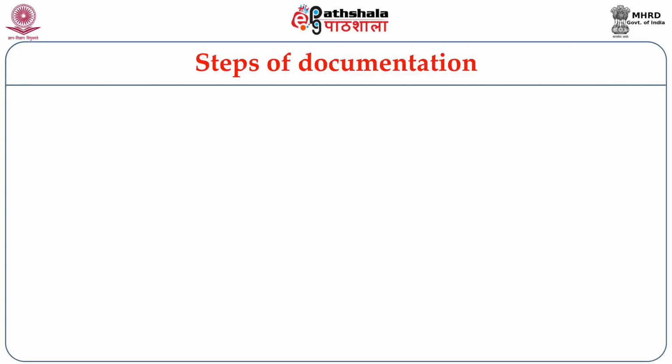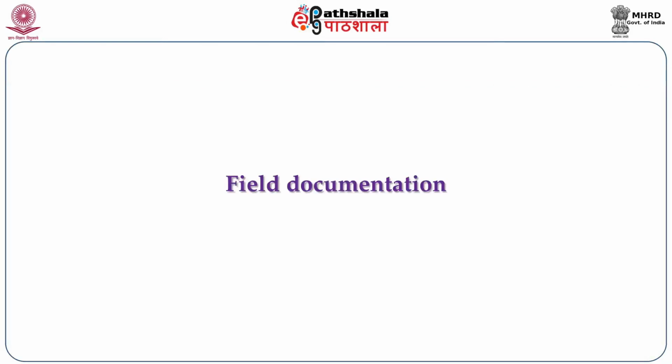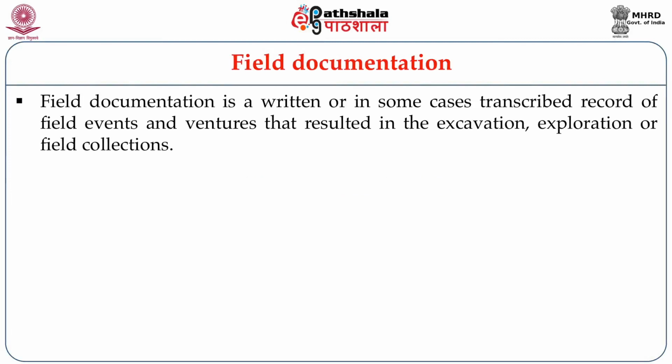The different steps in a documentation procedure are field documentation, entry documentation, accessioning, cataloging, indexing and retrieval, movement control, and exit documentation. The first step is field documentation. Field documentation is a written and, in some cases, transcribed record of field events and changes that resulted in the excavation, exploration, or field collection.